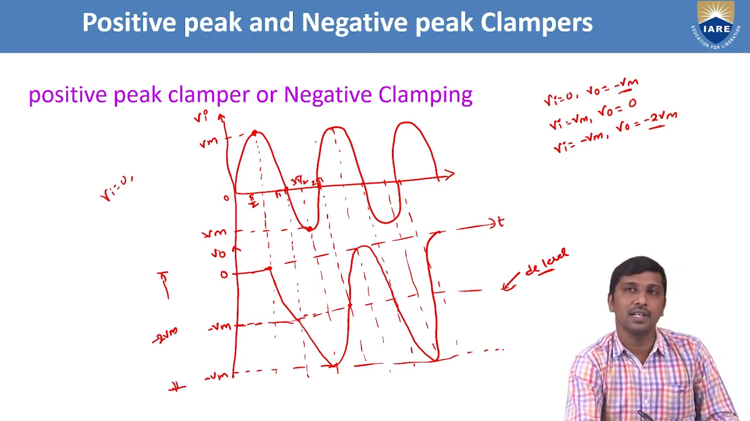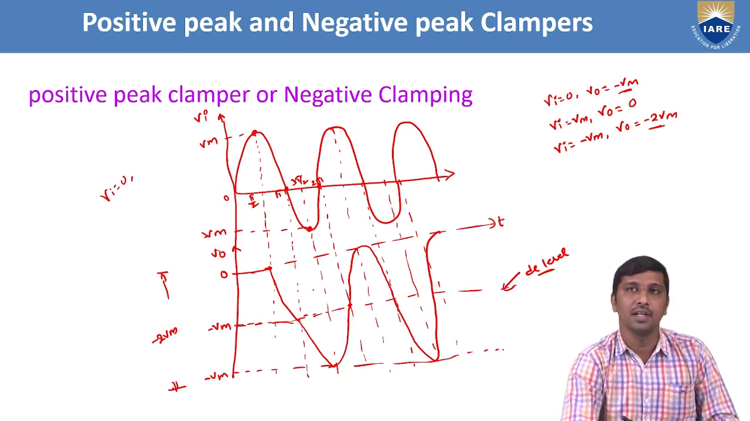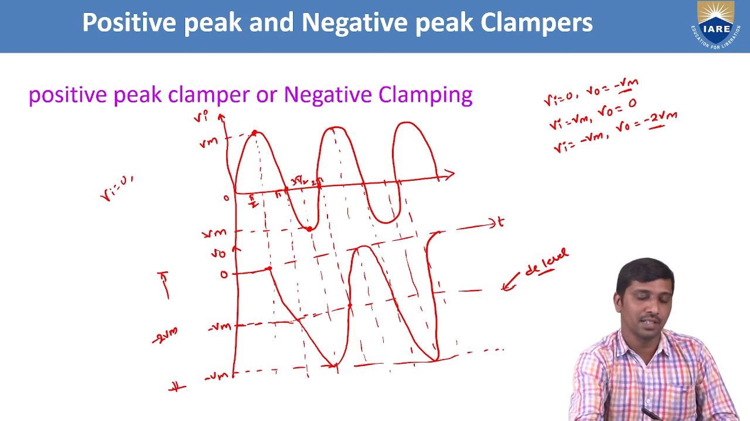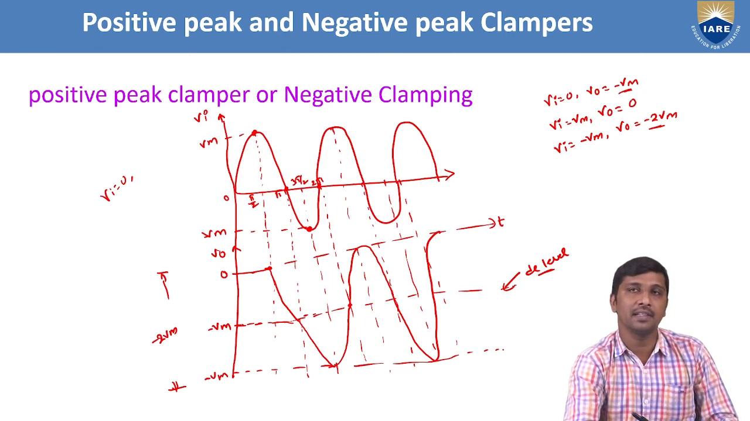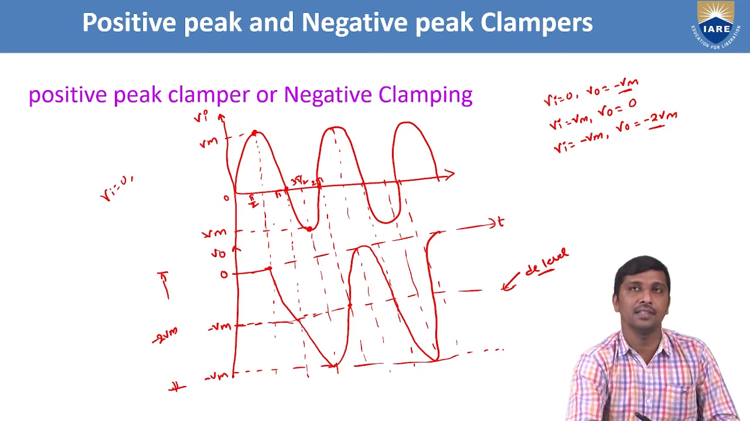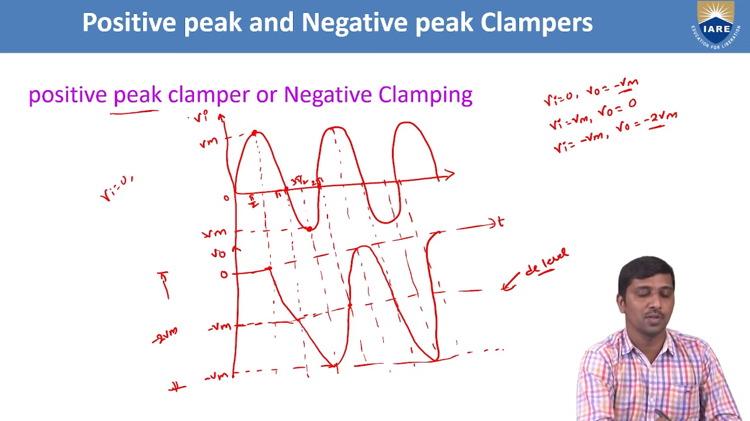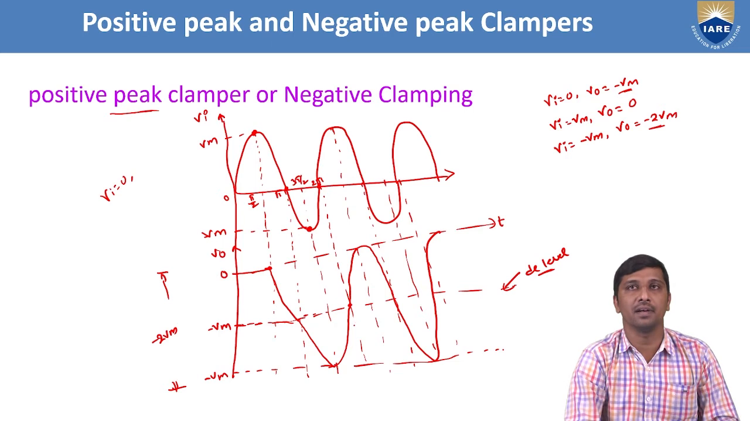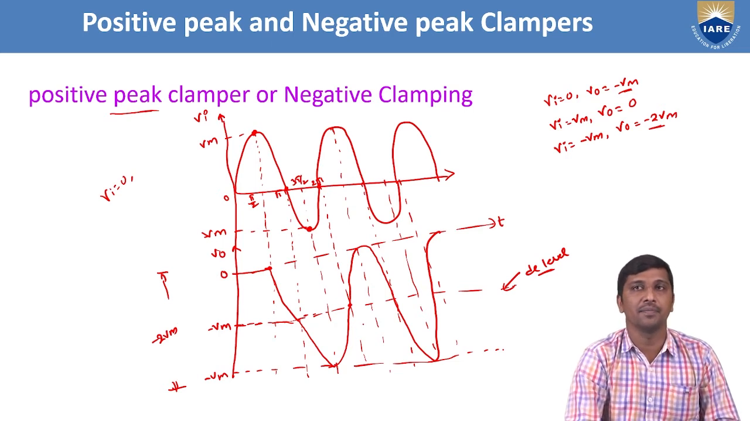Then why is it called a positive peak clamper? It means the entire positive portion is shifted towards the negative side. That is the reason. You can observe this: the entire wave, this Vm magnitude, is shifted towards the bottom, entirely into the negative peak. So that is the reason it is also called a positive peak clamper or negative clamping here.